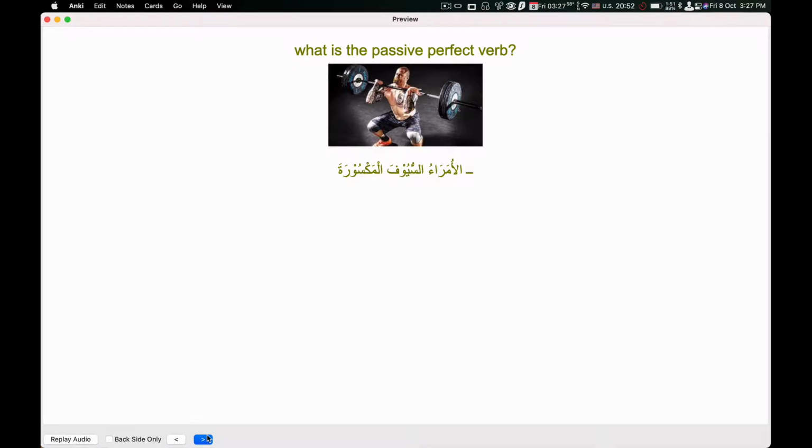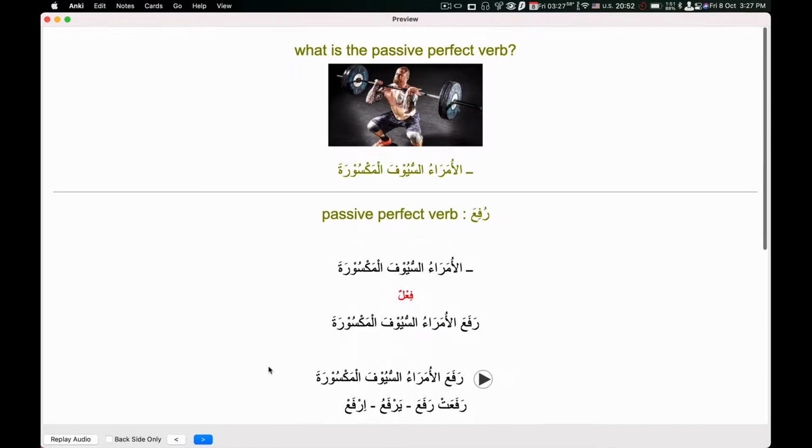Okay, passive means the subject is not being stated. And perfect is something done in the past. So I know, okay, this is Rafa'a in terms of a perfect verb. It is Rafa'a for the active, and for the passive perfect verb, I know it's Rufi'a. So let's check. Rufi'a.